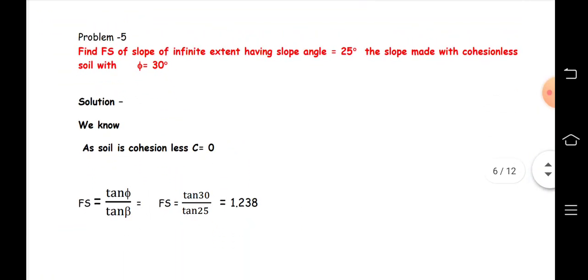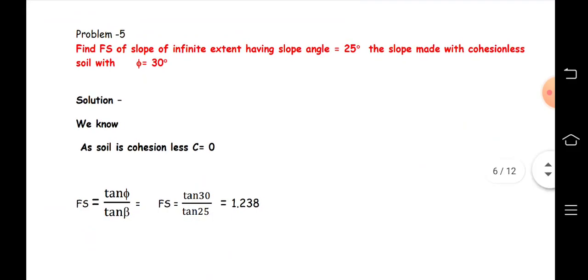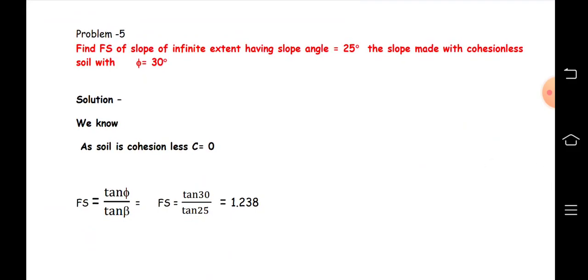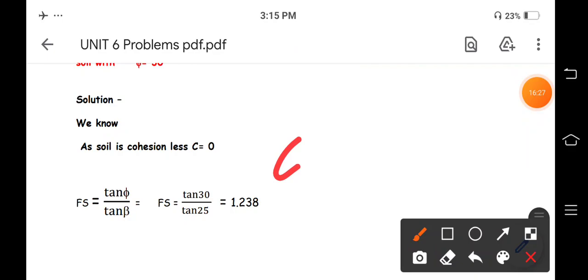So next, problem number 5: find the factor of safety of a slope of infinite extent having a slope angle, slope angle is nothing but beta. The slope is made of cohesionless soil with phi equal to 30 degree. So this is case number first, because the soil is cohesionless soil.